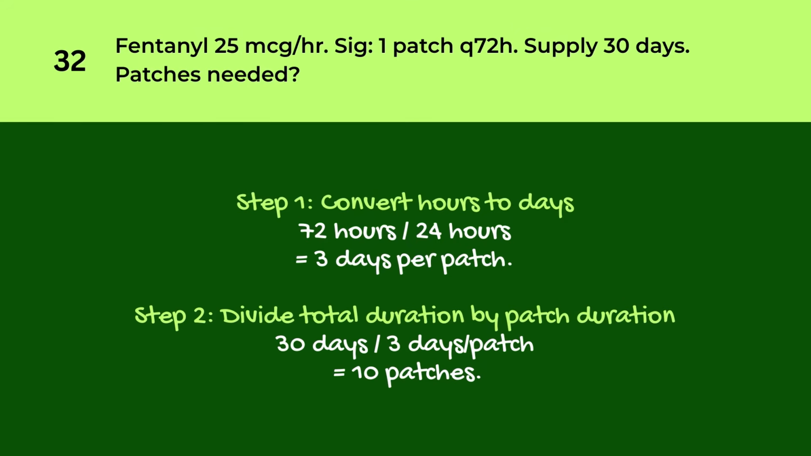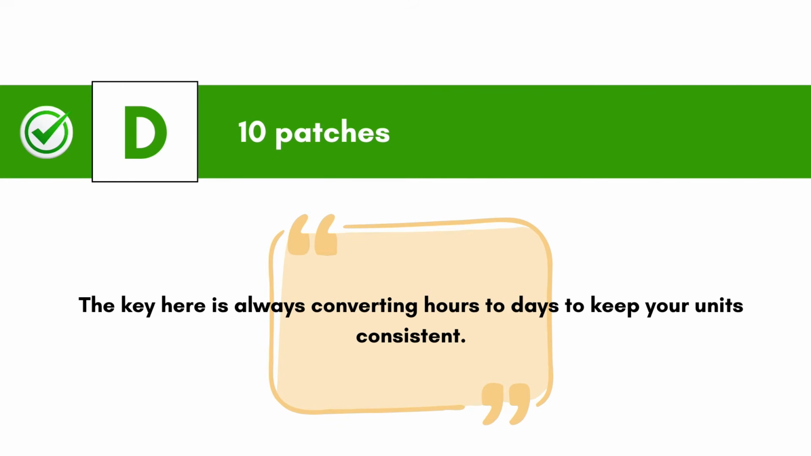We need to cover a total of 30 days. So we divide 30 days by 3 days per patch. Check your work. 30 divided by 3 gives us a nice round number. Correct. Option D is the right answer. You should dispense 10 patches. The key here is always converting hours to days to keep your units consistent.